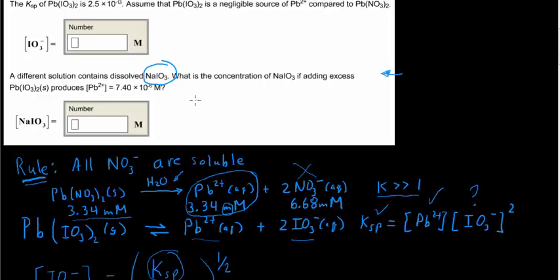And so we're going to imagine that all moles of my sodium iodate compound dissolve to give us sodium cations, which we don't care about, they're just spectator ions, and iodate ions. So this is then a source of iodate. And so it asks us, what is the concentration of sodium iodate if adding excess lead IO3 solid produces a lead concentration of this much? So again, we know our lead concentration. There is only one iodate concentration in our solution, so we can find that.